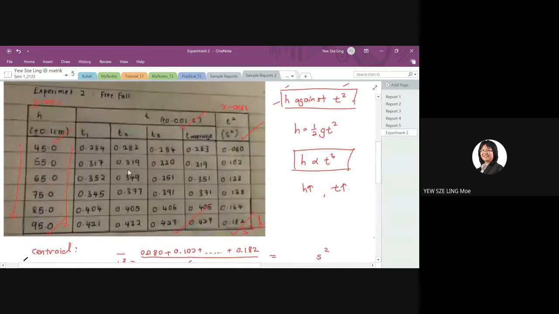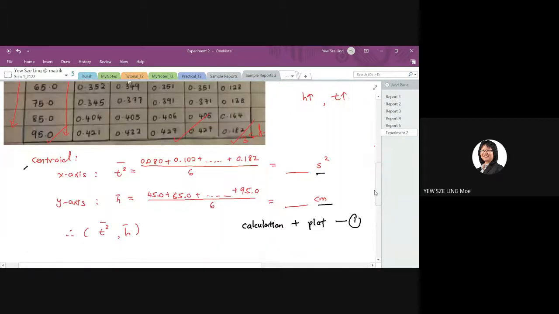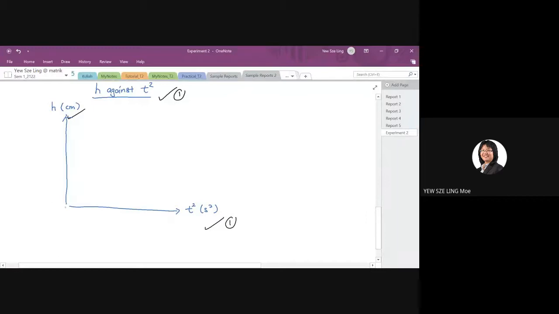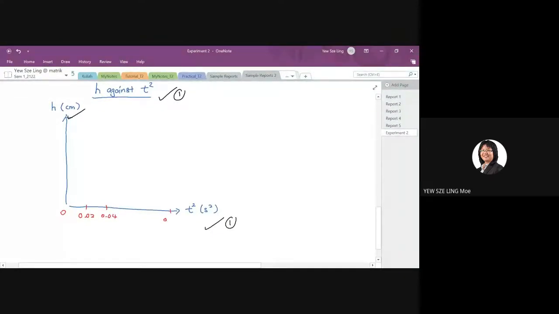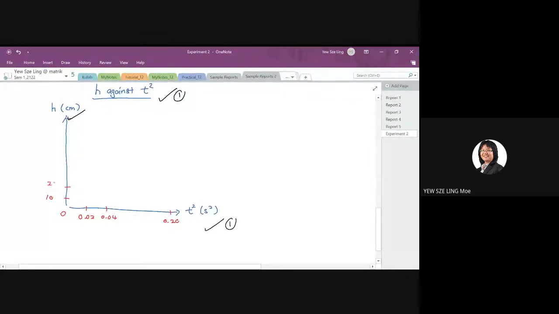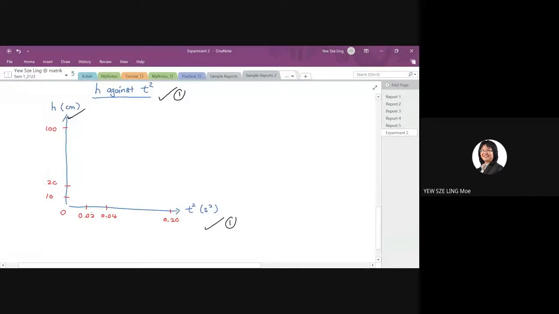Now it's 45, 55, 65, 0.08, 0.10. Okay, let's see. So I'm going to use 0, 0.02, 0.04 until 0.20. Here I'm going to start from 10, 20, up until 100. Now a lot of students told me their graph points concentrate and accumulate at 0.08. They all gather in between 0.08 until 0.20.